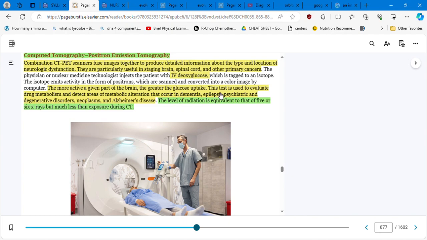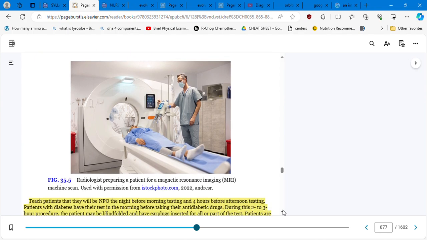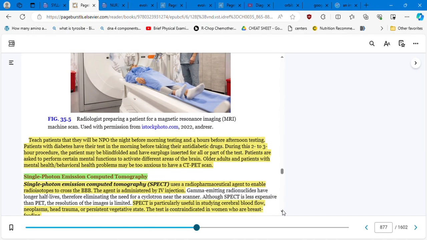So basically, this test is used to evaluate drug metabolism and detect areas of metabolic alteration that occur in dementia, epilepsy, psychiatric and degenerative disorders, neoplasms, and Alzheimer's disease. The level of radiation is equivalent to that of 5 or 6 X-rays, but much less than exposure during CT. So the amount of radiation in CT PET is bigger. It's 6 times the amount of a regular CT.